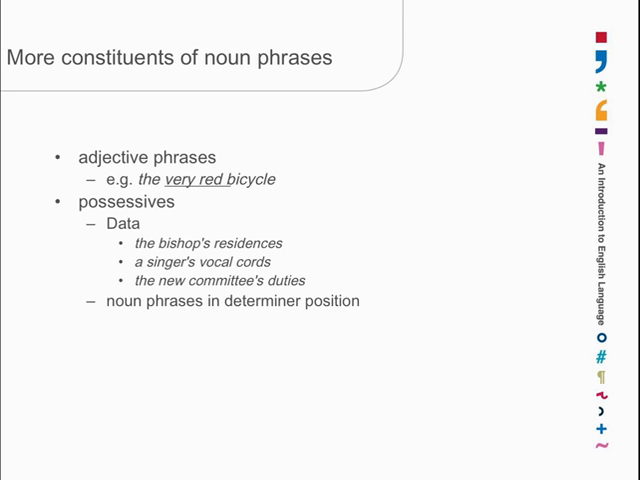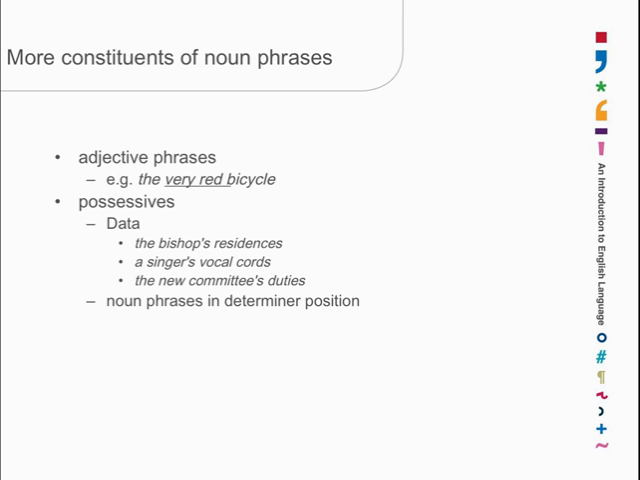What would happen if the bishop was plural, if there was more than one of them? The bishops' residences, a number of bishops. Well, the apostrophe would go after the S, because then there would be plural bishops. The S would be the plural of bishop and not the possessive ending.